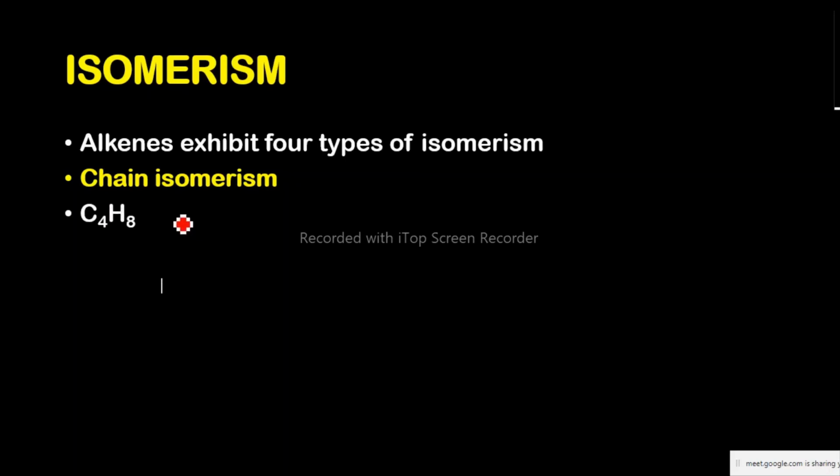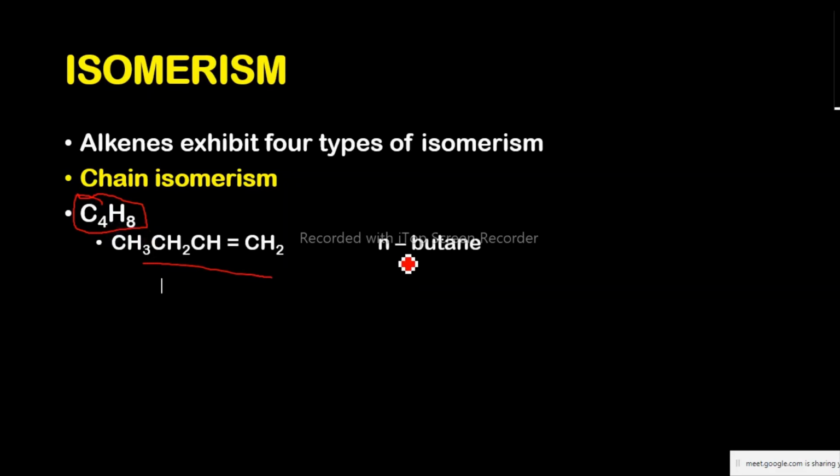Now with chain isomerism, you have the same molecular formula, but you have different structures. Different chains. The difference is in the chain. For example, you have C4H8. So it can be this, and this is n-butene. N is abbreviated, N is normal. So this is normal butene, not branched, just a straight chain.